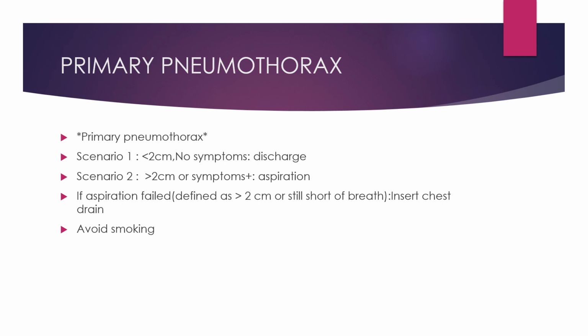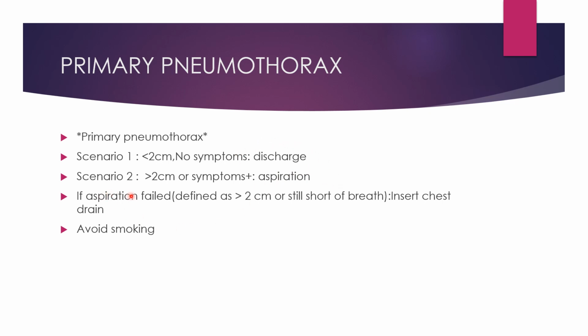So in primary pneumothorax, they can give you two scenarios. In the first scenario, the rim of air is less than 2 centimeters, and the patient doesn't have any symptoms, like there is no shortness of breath or chest pain. Then consider the patient for discharge.